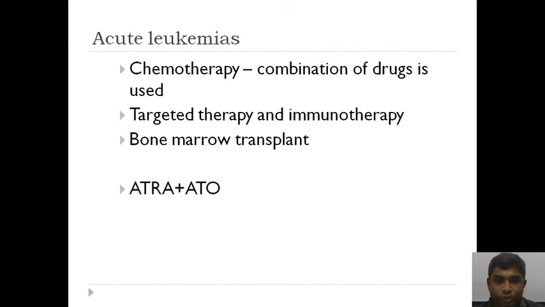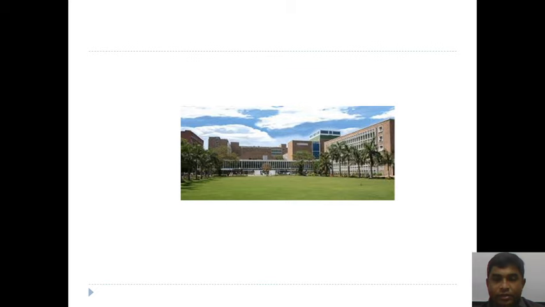And for acute promyelocytic leukemia, we use ATRA and ATO, which is all-trans retinoic acid and arsenic trioxide, which help in the differentiation of acute promyelocytic leukemia. In recent days, we have targeted therapies both against cell surface markers as well as different genetic mutations, and in relapsed cases or patients who are not responding to conventional therapy, bone marrow transplant needs to be considered. So I end here. This is about acute leukemias, and thank you all for your attention.